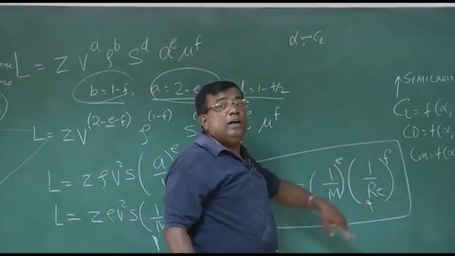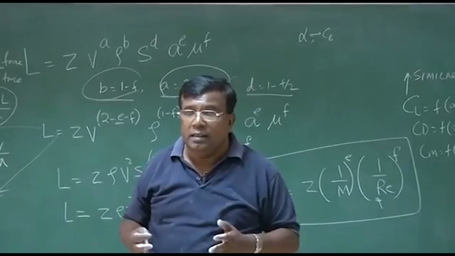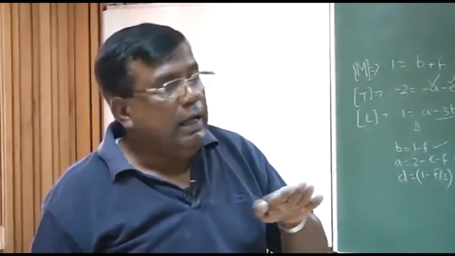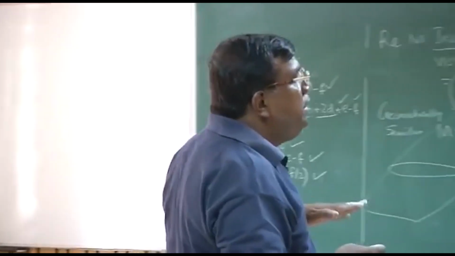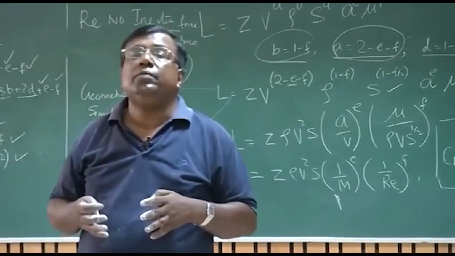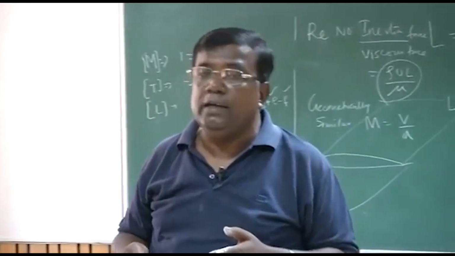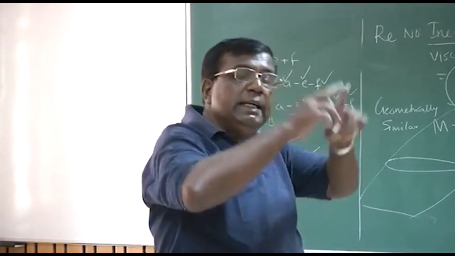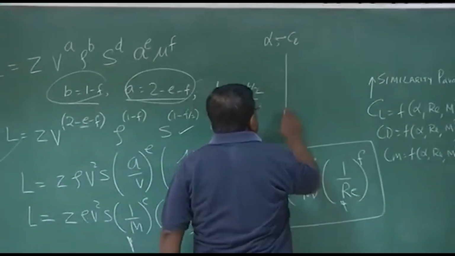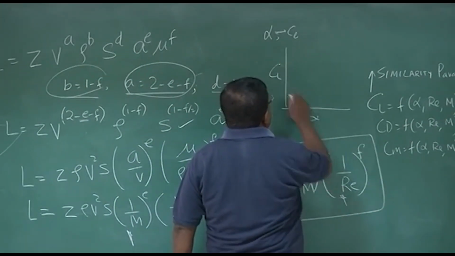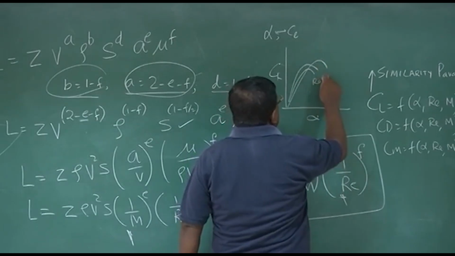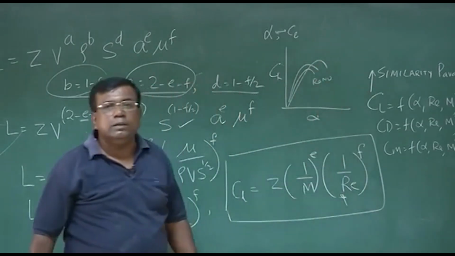So if I want to generate the result or database, what I will do is put a fixed angle and then go on changing Reynolds number and Mach number, or Reynolds number only, if Mach number is not that important for that flight regime, and then create a database. So I will know that, yes, CL versus alpha for different Reynolds number has characteristics like this.